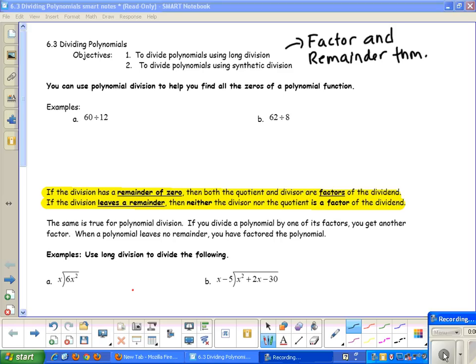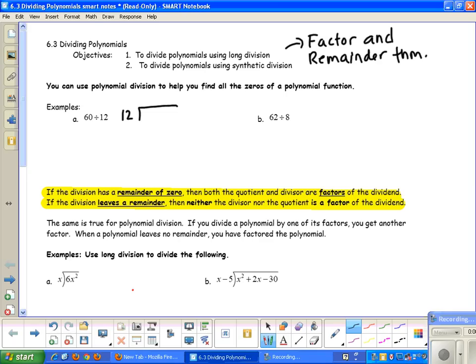Section 6.3, dividing polynomials. Our objectives are to divide polynomials using long division, also using synthetic division, and we're going to talk about the factor and remainder theorem. So for our first example, we're dividing 60 by 12. Remember that when we set this up, 60 is called our dividend, 12 is our divisor, our answer is called our quotient, and what's left over, if we have anything, would be our remainder.